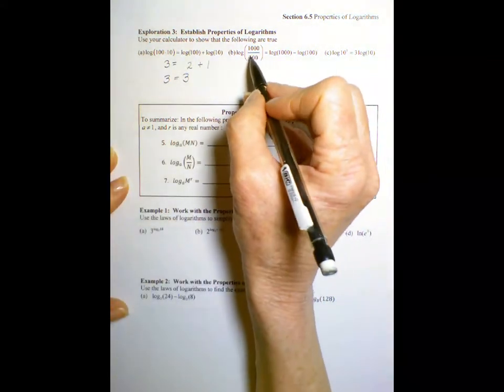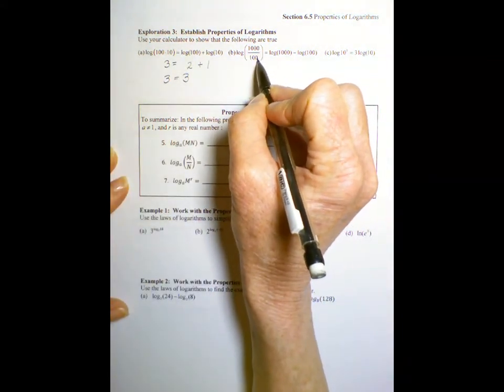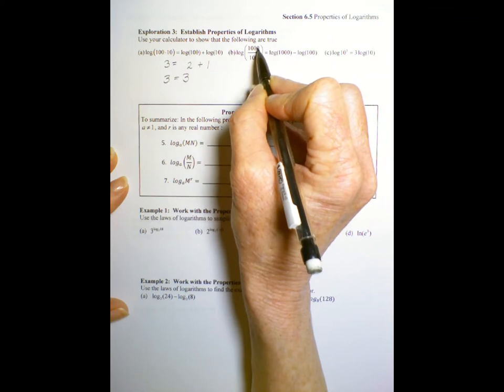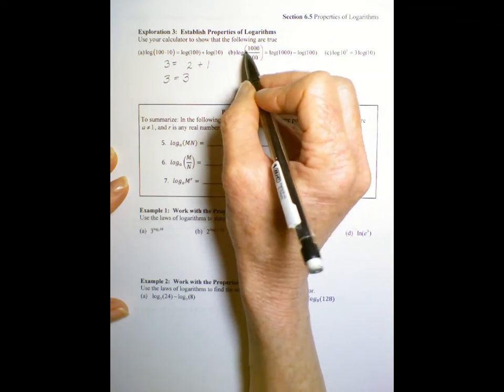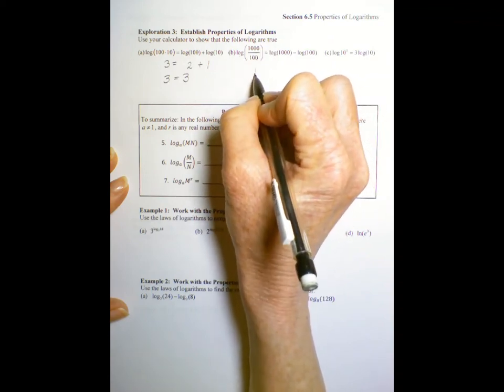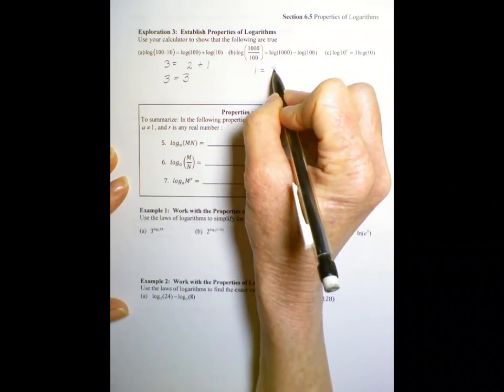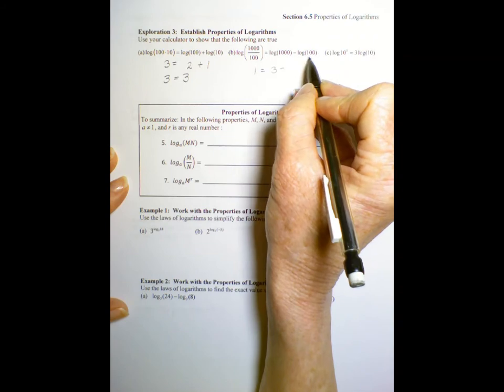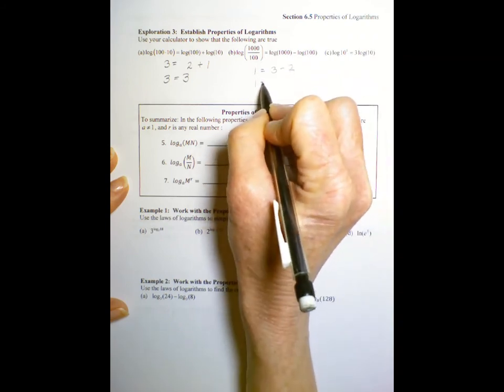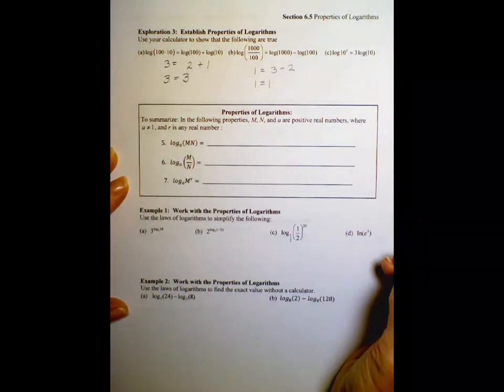Now let's do this. We'll take 1,000 divided by 100. How many times does 100 go into 1,000? 10 times. So log base 10 of 10 is 1. The log base 10 of 1,000, then the log base 10 of 100 is 2. So 1 equals 1. That's been verified.